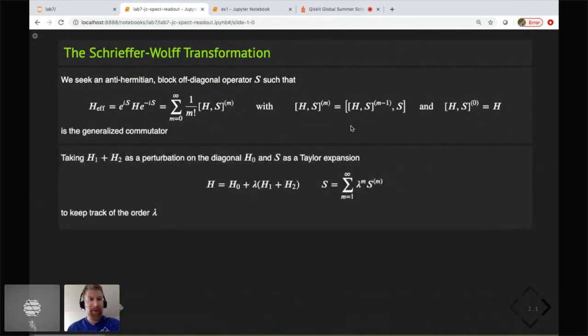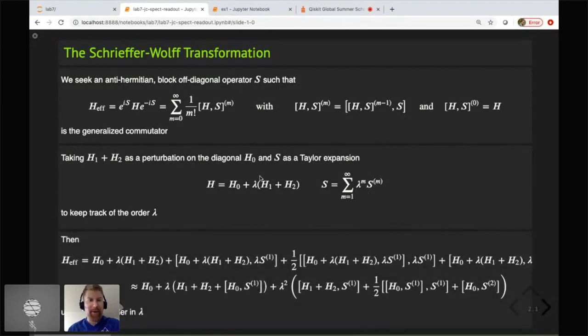So what we're going to do is treat H1 and H2 as the perturbation. H1 is the block diagonal part, and H2 is the block off-diagonal part. And we're going to assume that S takes the form of a Taylor expansion. By treating H1 plus H2 as a perturbation, we'll put a little lambda here to keep track of the order of that perturbation. Likewise, we'll have lambdas on the orders of the terms of the Taylor expansion for S. So the higher order in lambda means less and less significant. And in fact, we'll carry it out to second order in this calculation. The lambda more or less will just help us keep track of things.